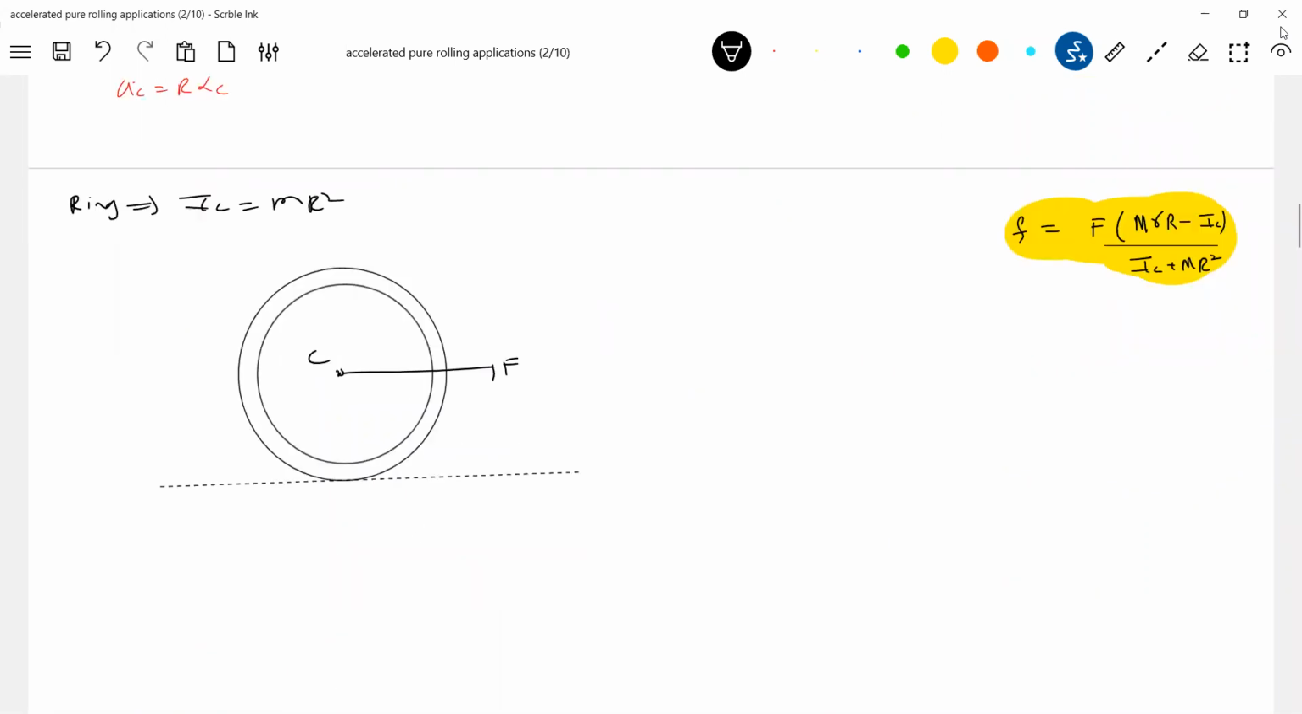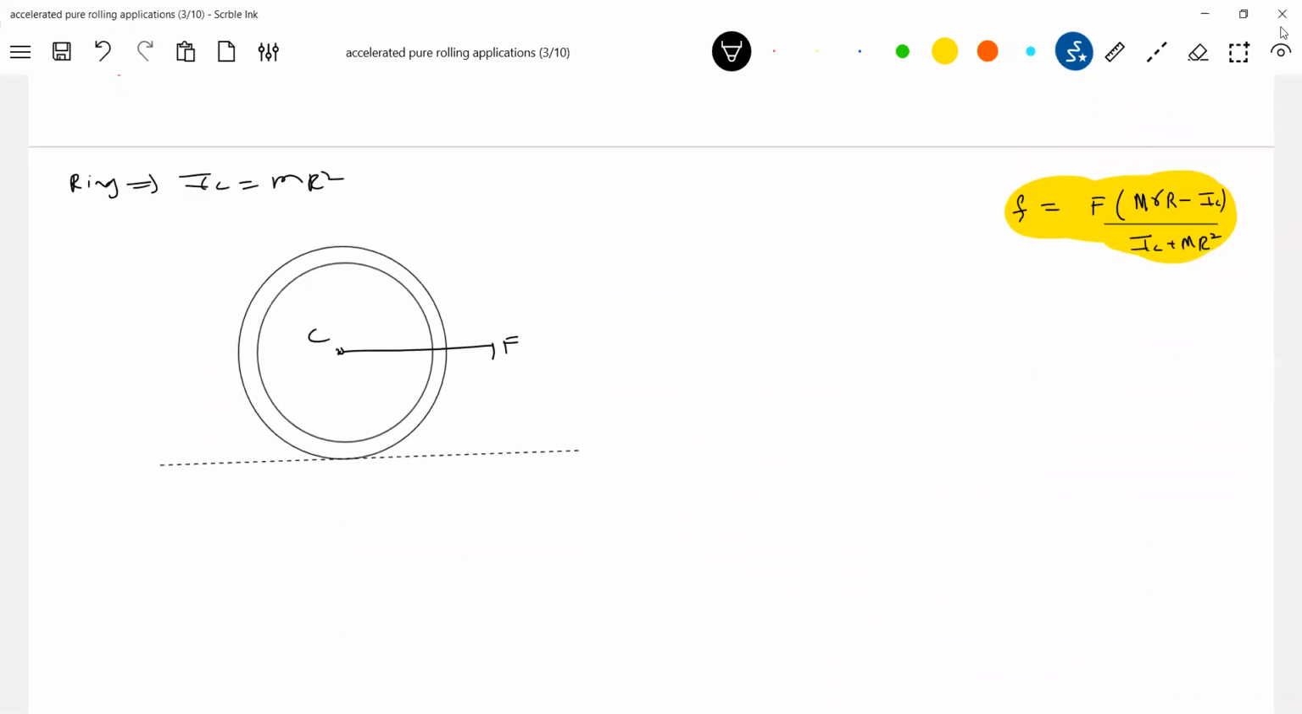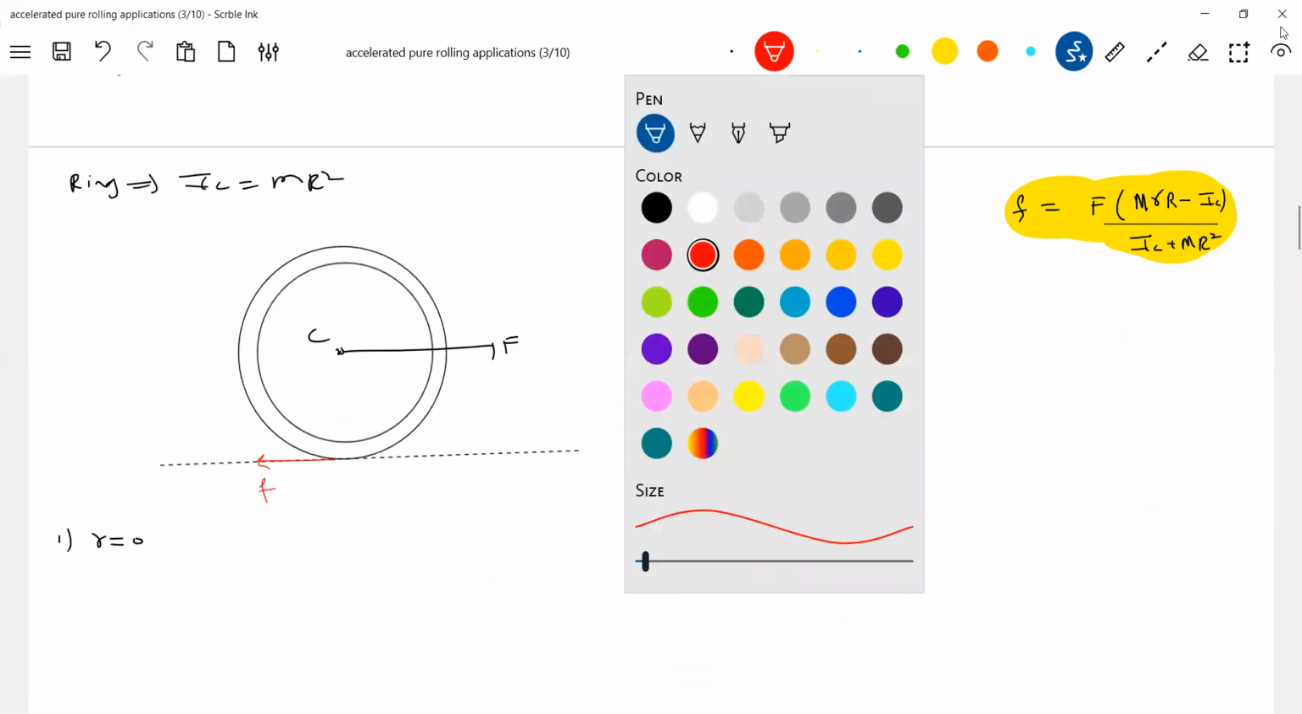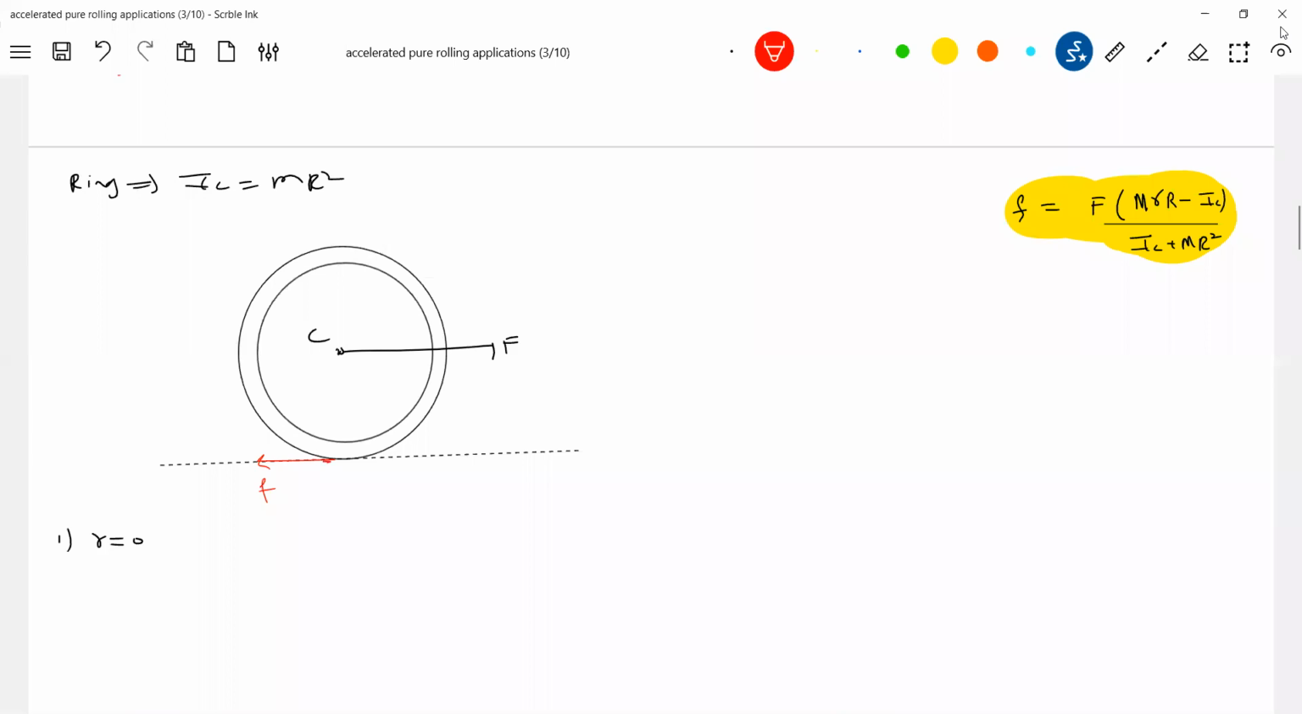Okay, what is small r here? In the first case small r is 0. Then put small r as 0. Then what do we get? f will become negative, no? f negative means what? The friction will act backward. Able to make it out? And how will the center of mass move? Center of mass will accelerate like this.